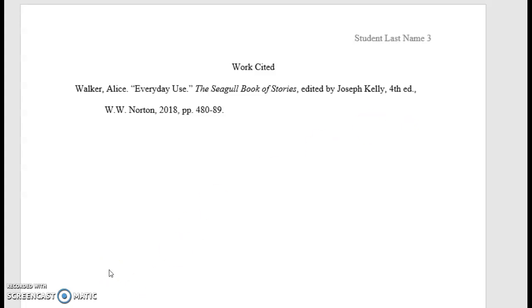This type of information is also really helpful for readers who are trying to find the exact same sources that we are using, because Joseph Kelly in these subsequent editions maybe added some new stories, some new histories, experiences, and so maybe even a story that you're referencing from this edition of the textbook isn't in an earlier edition.